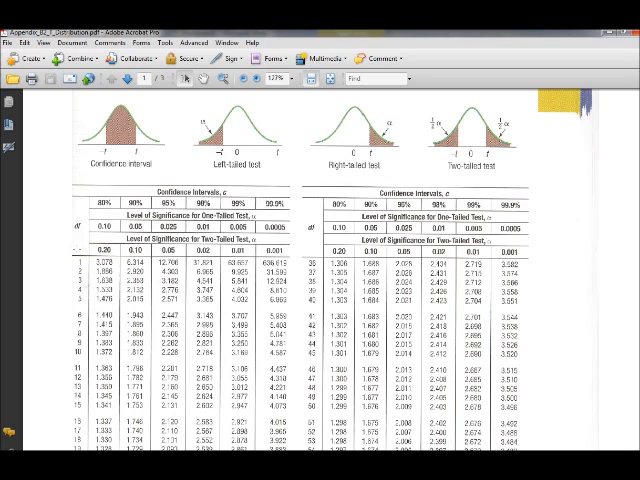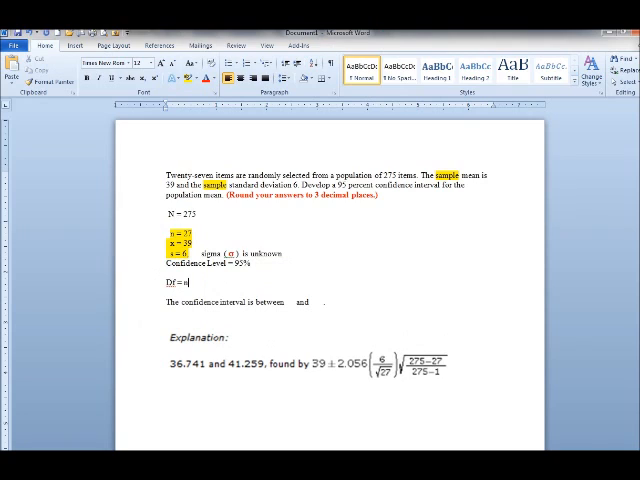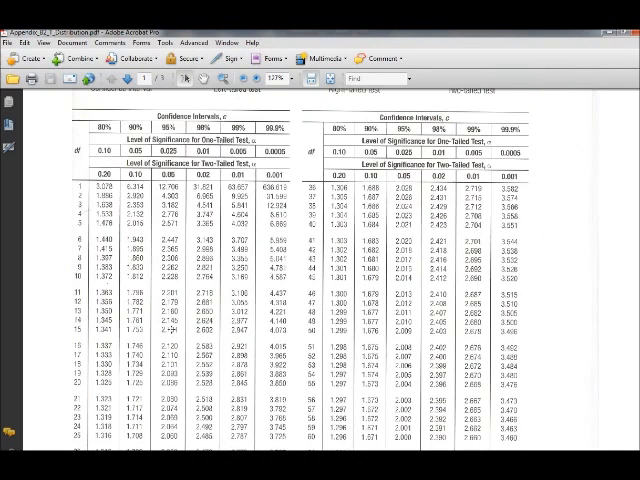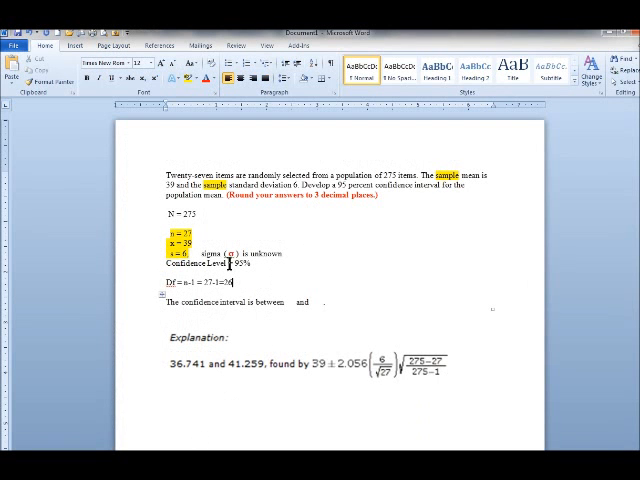Now, what number do we use over here? DF is the degrees of freedom, and degrees of freedom is defined as n minus 1. In other words, our sample size, 27 minus 1 equals 26. So in the 95% column, I'm going to scroll down until I find 26, and this is what I use as my T value. In other words, it's not the Z value, it's the T value.